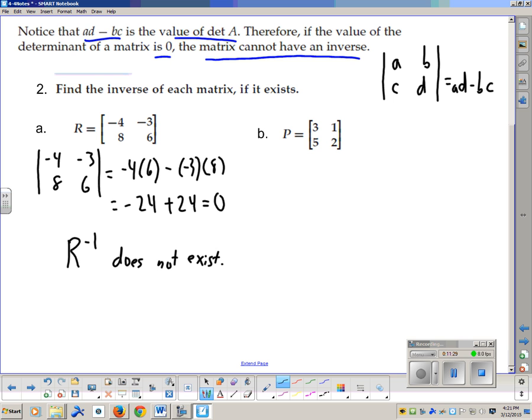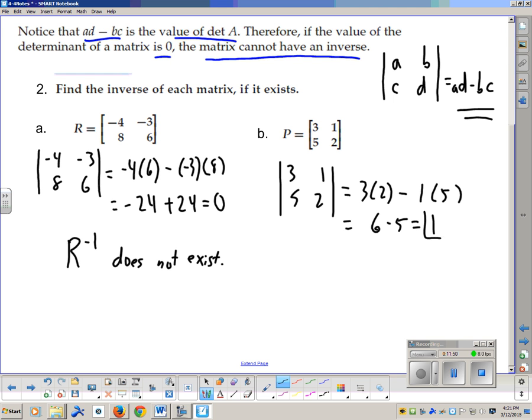So let's come over here and look at P. Let's go ahead and rewrite it. We're supposed to find the inverse, so we're going to do that AD minus BC thing again. So find the determinant of that. We multiply 3 times 2 minus 1 times 5, which gives us 6 minus 5, which gives us a determinant value of 1.